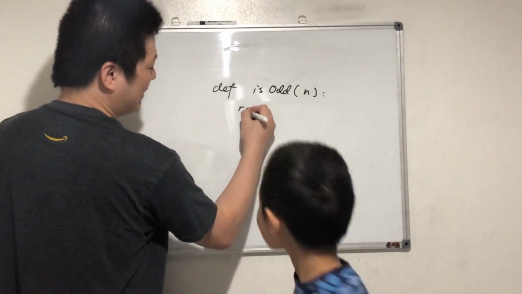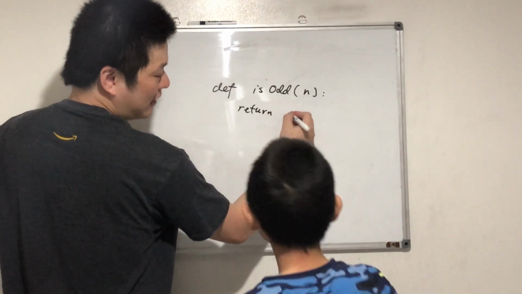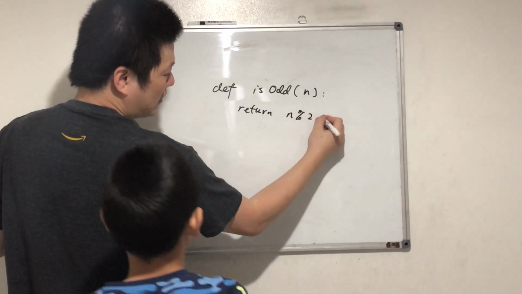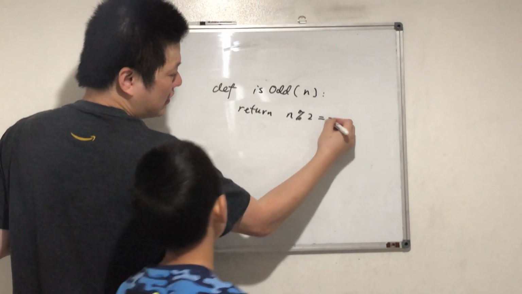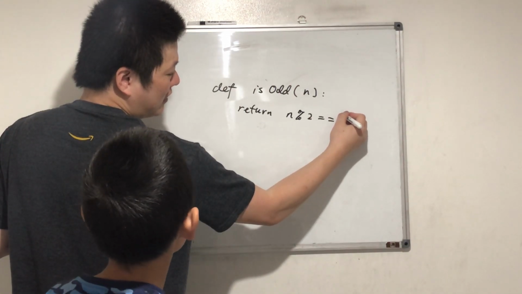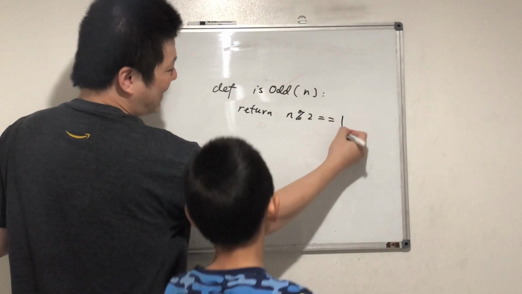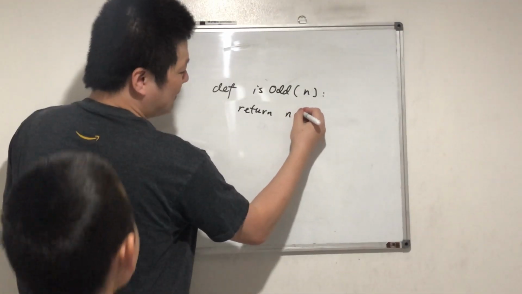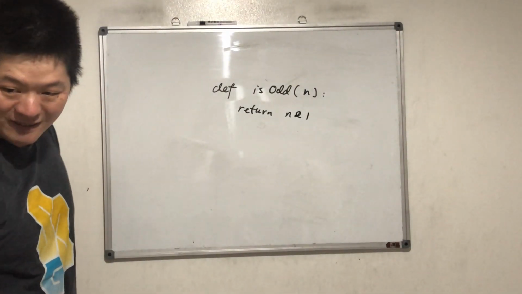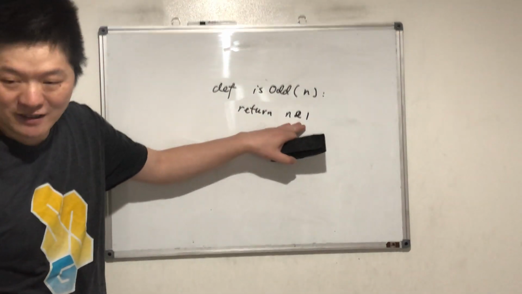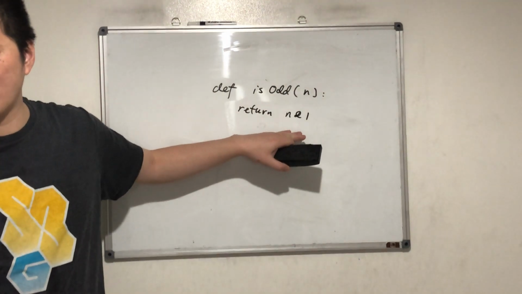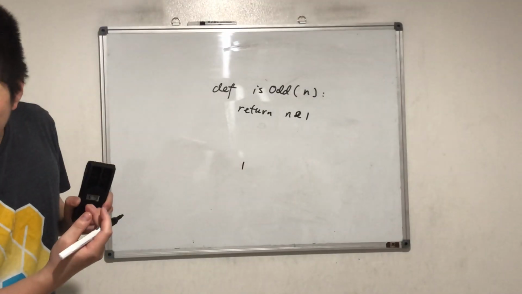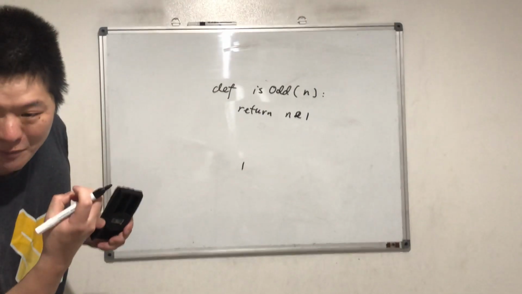What's this? Return n modulus 2 equals what? All odd numbers give 1. Or you can just do this: return n and 1. It will be simpler. Remember that in binary, if it's an odd number, the last bit, the rightmost bit, is 1. If it's 0, it's an even number.